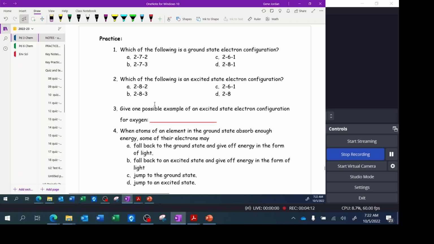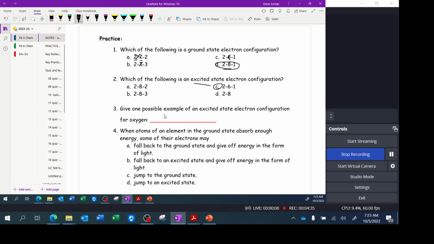Okay, let's take a look at these questions and hopefully you're okay with it. Which of the following is a ground state configuration? All right, 2, 7, nope, has a 7 in the middle, has a 7 in the middle, has a 6 in the middle. For the second energy level, only this one has a ground configuration. How about an excited state? 8, 8, 8. This must be an excited state.